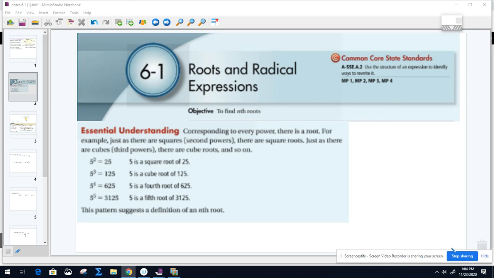So 6.1, again, very definition based. The math is fairly simple once you understand roots and radicals. So we're dealing with, again, you can read this here, corresponding to every power, there is a root. So just like you have 5 squared equals 25, when we go the inverse of that, we could say that 5 is a square root of 25. 5 cubed equals 125. So 5 is a cube root of 125. When we're taking the root of something, we're getting a smaller number. So it's important for us to know perfect squares, perfect cubes, perfect fourth roots, and so on when it comes to these numbers. So we're going to talk about that a lot in this chapter.